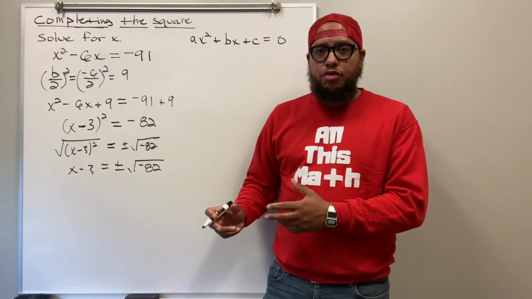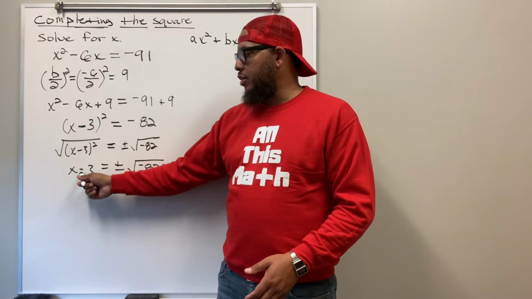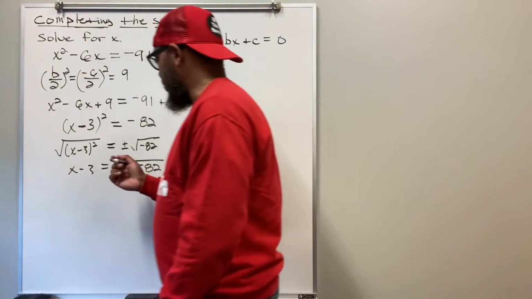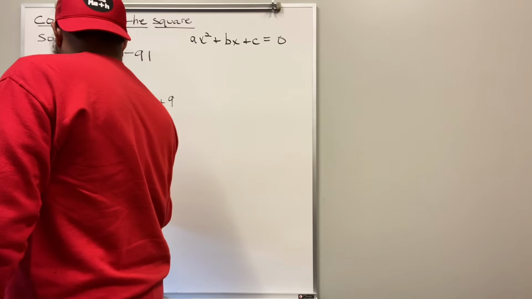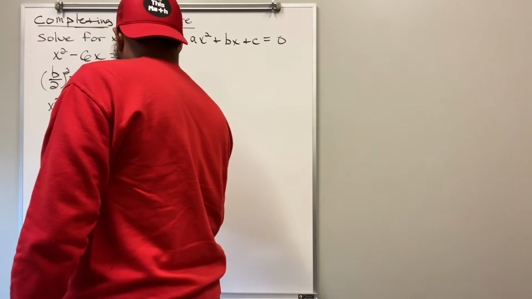But when I slide it over, the sign has to change. It was a negative 3 or a minus 3. It's going to become a positive 3. So it's going to look like this: x equals positive 3 plus or minus the square root of negative 82.